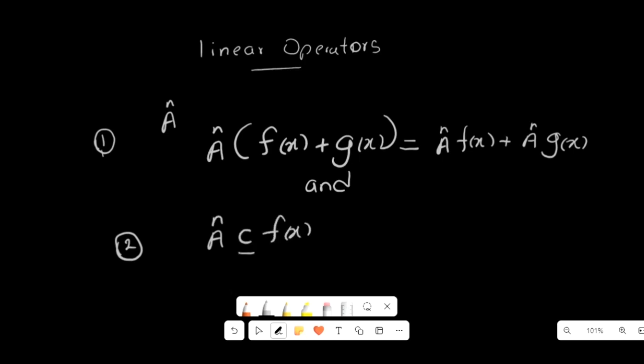so this c is a constant, right? This c is a constant, it can be any constant value. This should be equal to c times our operator times our function. If an operator can satisfy both these two conditions, then we call it a linear operator. So let's look at this in an example. Give me a minute, I will erase this.